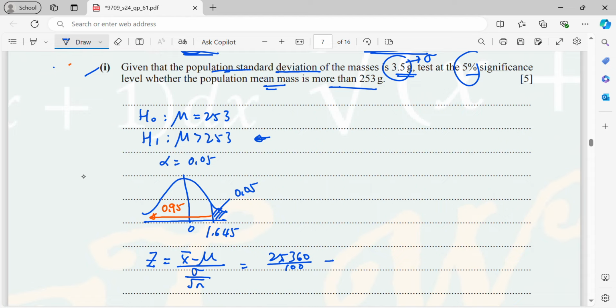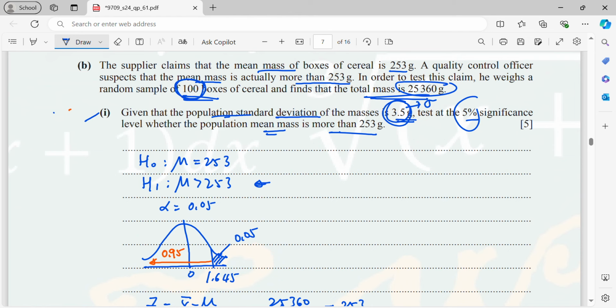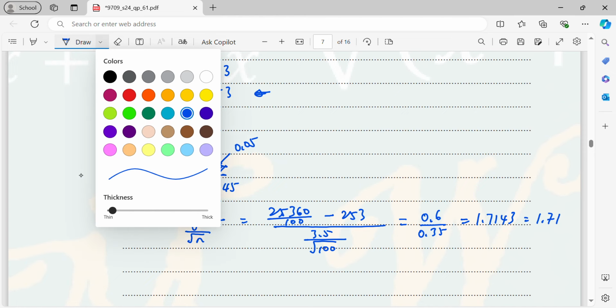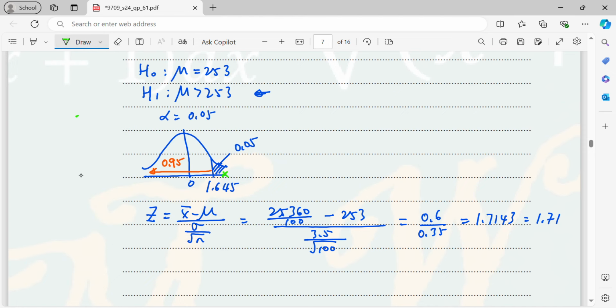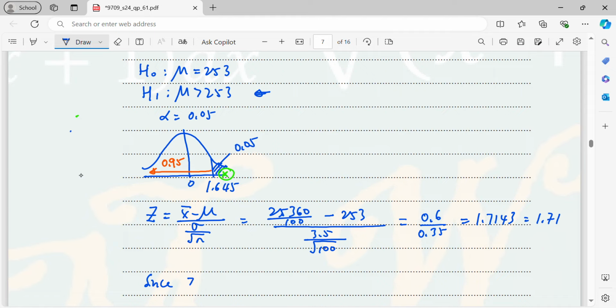Minus the mu, which is mu at the H naught. Therefore, you are getting 253 over sigma, the given standard deviation, 3.5 over square root 100. So this is going to be 0.6 divided by 0.35. And then you will be getting 1.7143. Now round to 3 significant figures, that is 1.71. Now check. 1.71 actually is inside the rejection region. So now here I will just write, since the calculated Z is greater than 1.645.